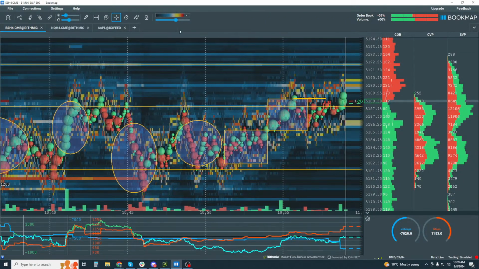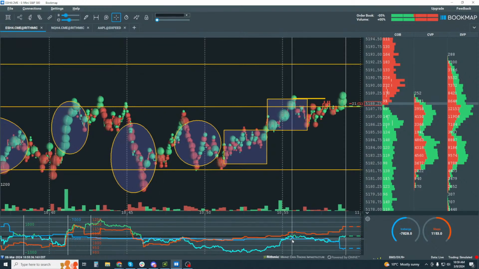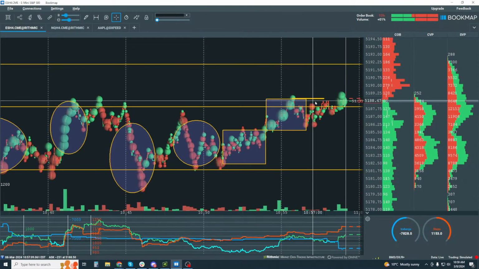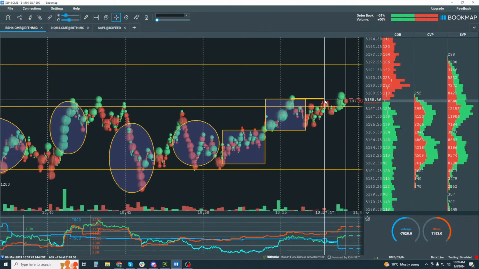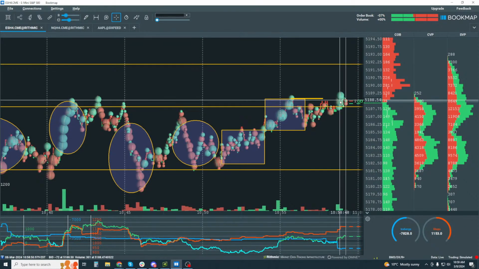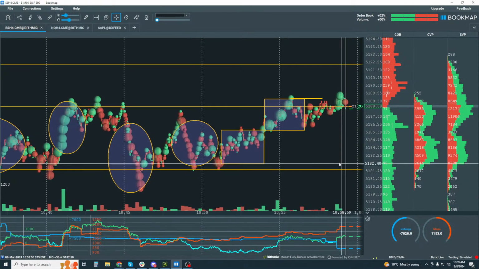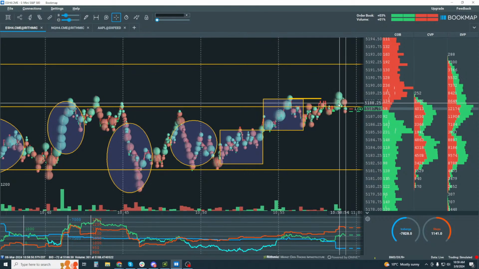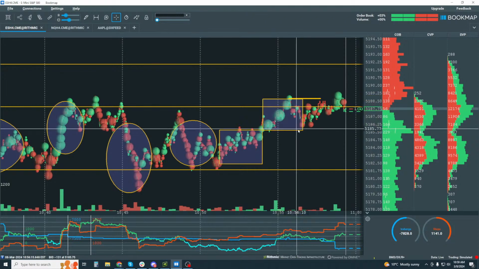Okay, volume wise, let's just take the heat map off for a moment. Volume wise, yeah, it's looking pretty good, I guess. Like, I would have liked to have seen a little more cluster here, but they're starting to pick up here. Okay, so yeah, it's not bad. Let's put a little more structure on it.